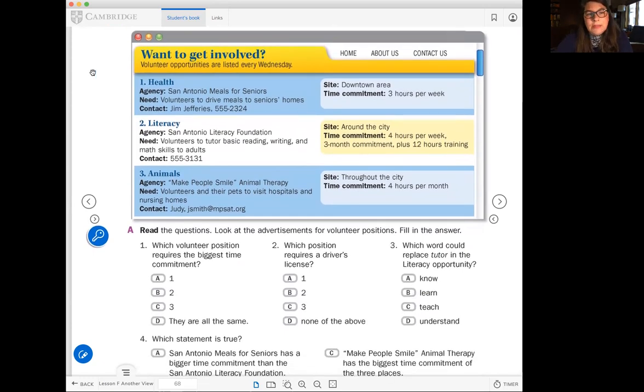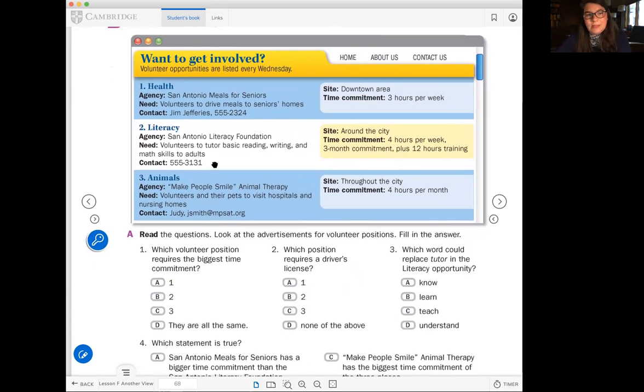When you take the CASAS test, or when you read things like this, you usually read for information. This is not something that you want to sit down and spend time reading every word for enjoyment, right? What are we looking at? It says, want to get involved? Volunteer opportunities are listed every Wednesday. So this is a website with volunteer opportunities. You probably don't want to read everything.